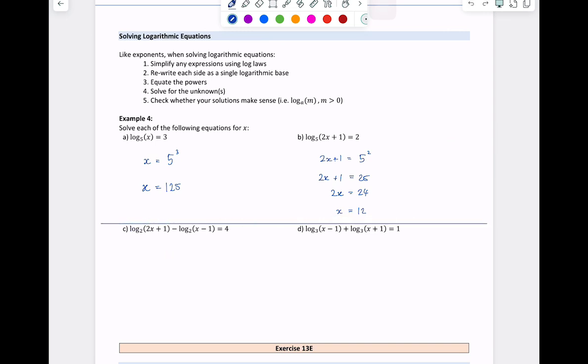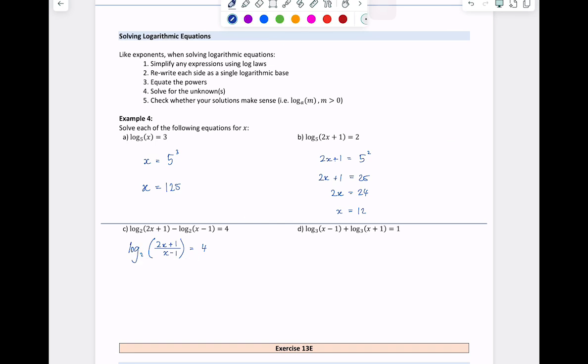Something more involved here, we want to merge the logs so we consolidate it onto one side. We notice here that there's a base of 2, and same base, if we're subtracting, we're going to divide everything inside the brackets. So we can merge these, and again at the front there's no coefficients or additional coefficients there. So we're going to go 2x plus 1 all divided by x minus 1. That equals 4. Now since there's only one log left on the left hand side, we can move that base of 2 to the right hand side.